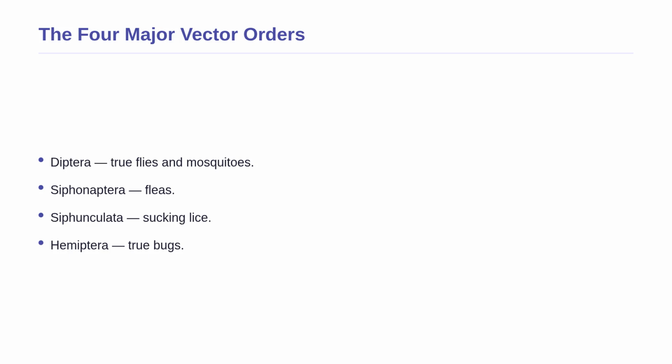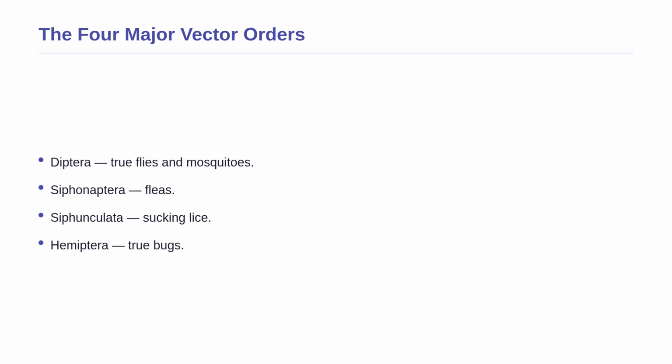Building on that classification, medical entomology primarily focuses on four major groups of insect vectors. These are Diptera, which includes true flies and mosquitoes, Siphonaptera, which are the fleas, Siphunculata, known as sucking lice, and Hemiptera, the true bugs. Each of these orders has evolved highly specialized anatomical and physiological features to feed on blood. Inadvertently, this blood-feeding behavior is exactly what allows them to transmit devastating diseases.